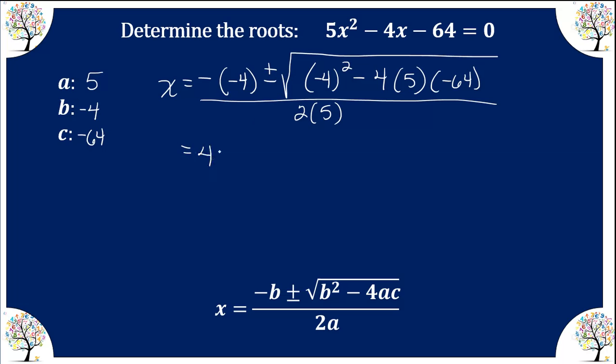Now we have 4 plus or minus. We're going to square our B. We're going to identify the operator. Negative times negative, that's plus. And then we have 20 times 64.